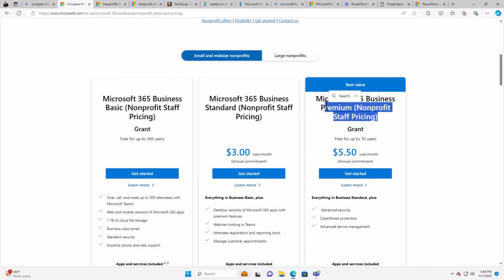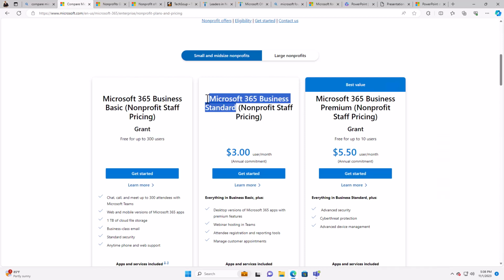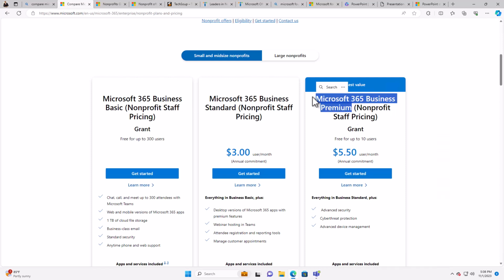So for Business Basic again, you can get up to 300 users for free. Now, this is not available for Business Standard. There is no grant available for Business Standard. It is only available for Business Basic and Business Premium. For Business Premium, you can only get it free for up to 10 users. So if you're looking at advanced security, cyber threat protection, and advanced device management, Intune, mobile device management and mobile application management, Business Premium is free for 10 users. So 10 users in your organization can actually get it for free.